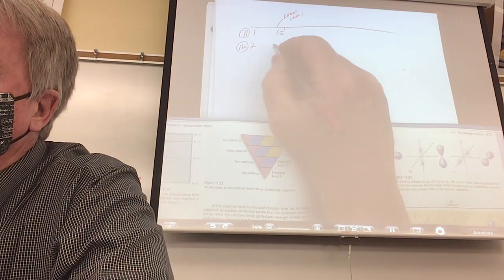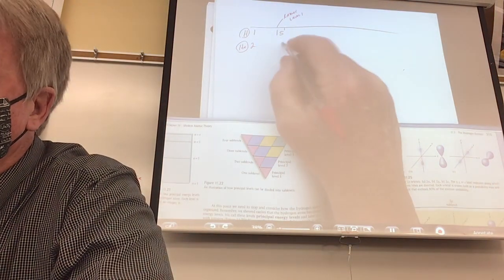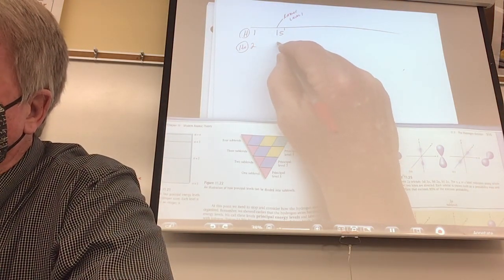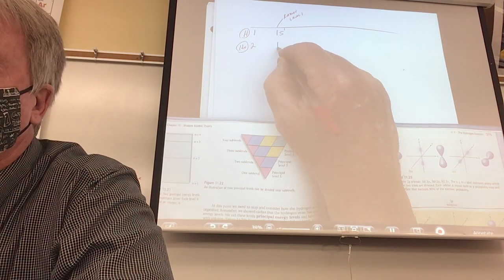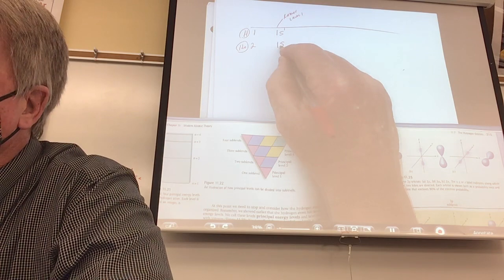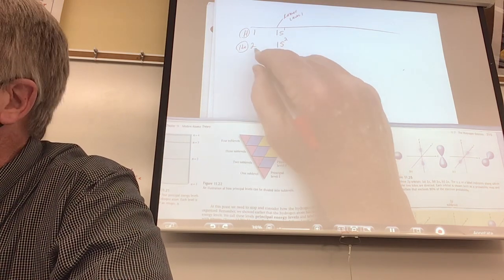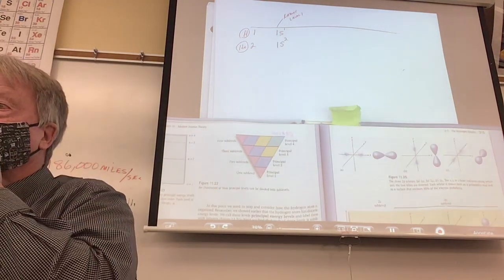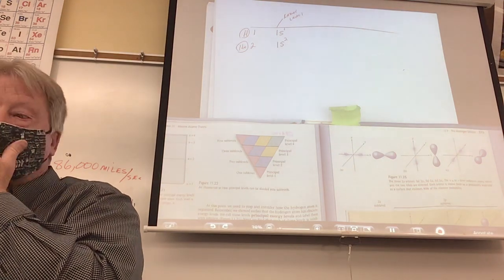Now, what about helium? How many electrons does it have? 2. Okay. I'm going to put you in the first energy level, and guess what? I'm going to put you in the same place, and I'm going to put both cars there. You have 2 electrons? I'm going to put both of them there. What is the electron configuration for helium?